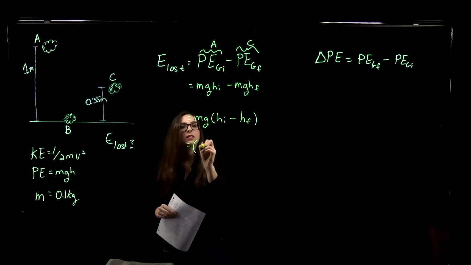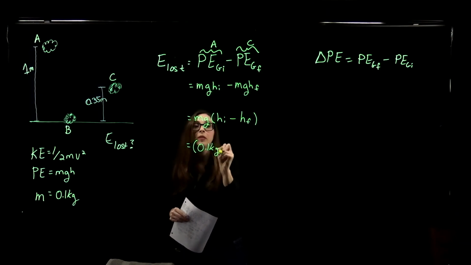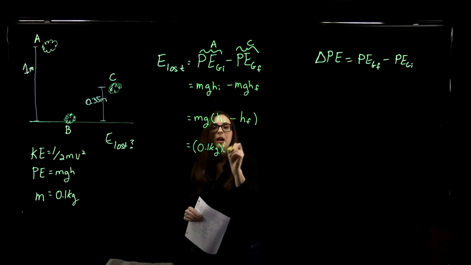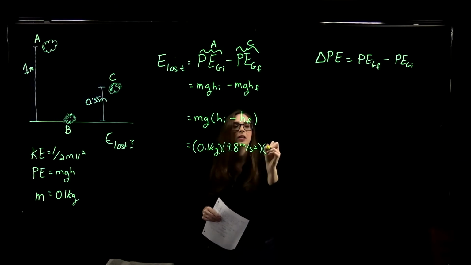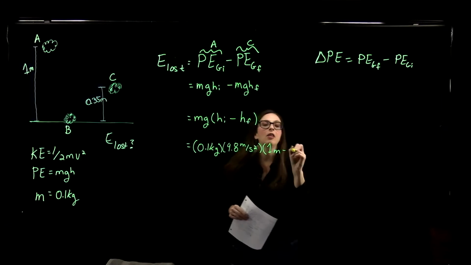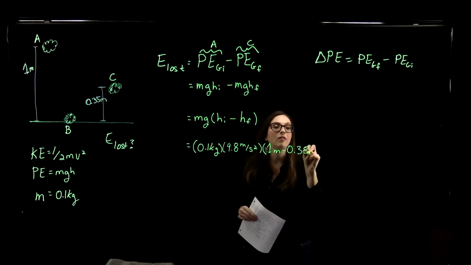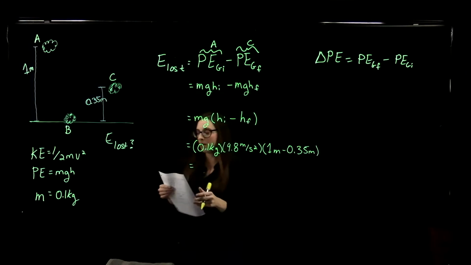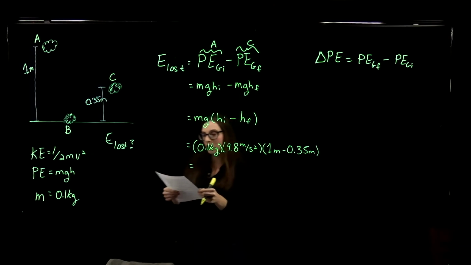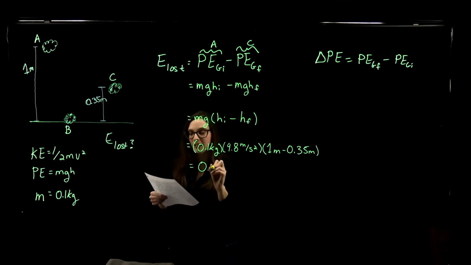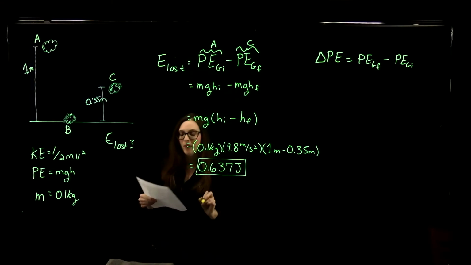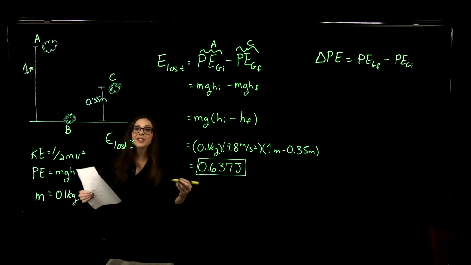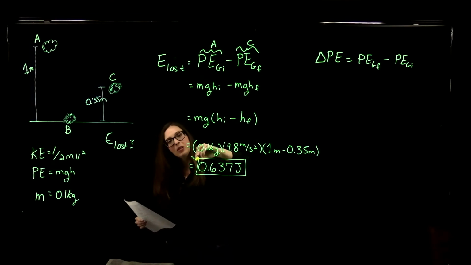The mass of our ball is 0.1 kilograms, which is 100 grams. So we have 0.1 kilograms times 9.8 meters per second squared, times our initial height, which is 1 meter, minus our final height, which is 0.35 meters. Then we see that the energy we lose in this collision is 0.637 joules, because joules are the unit of energy. So this would be the answer. That's how much energy we lose.